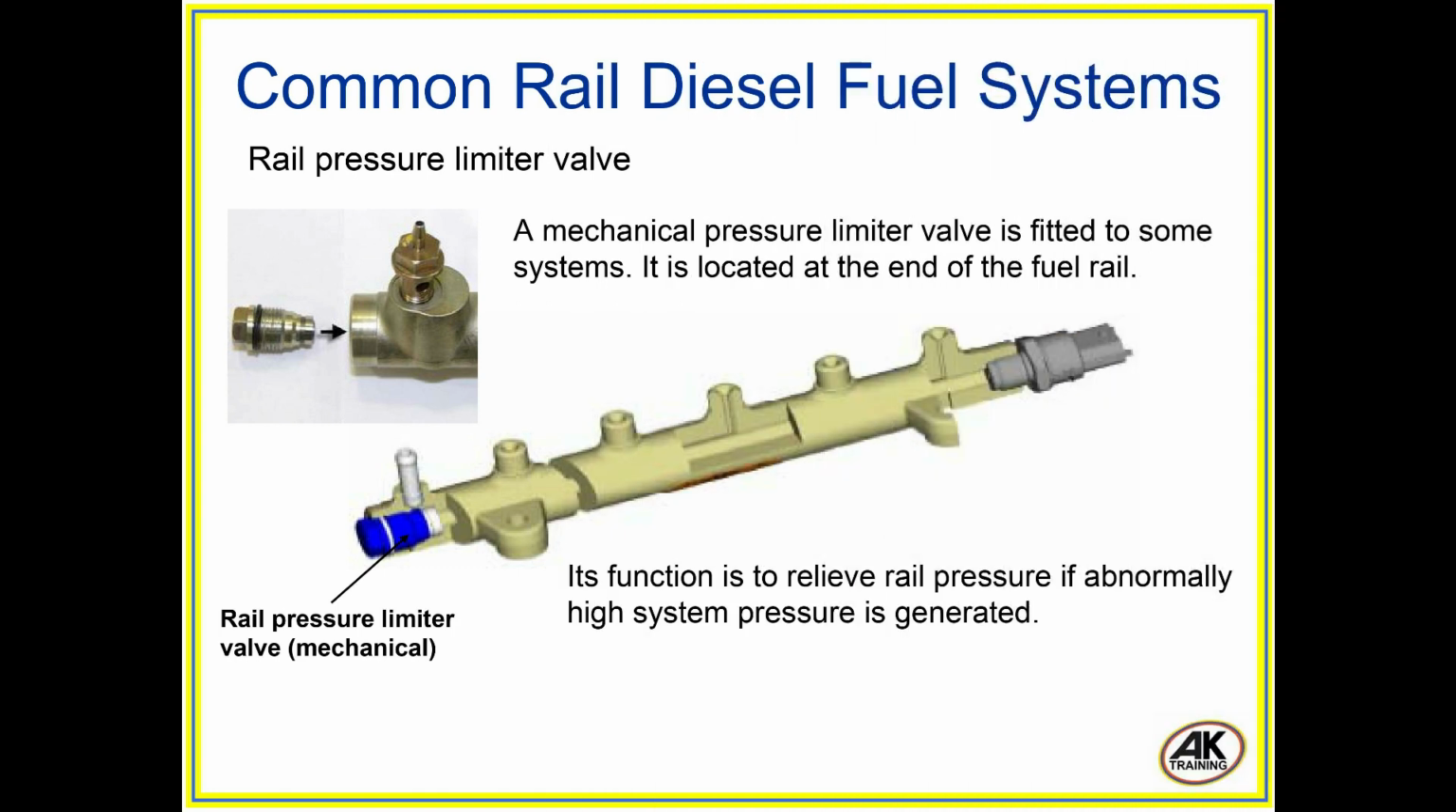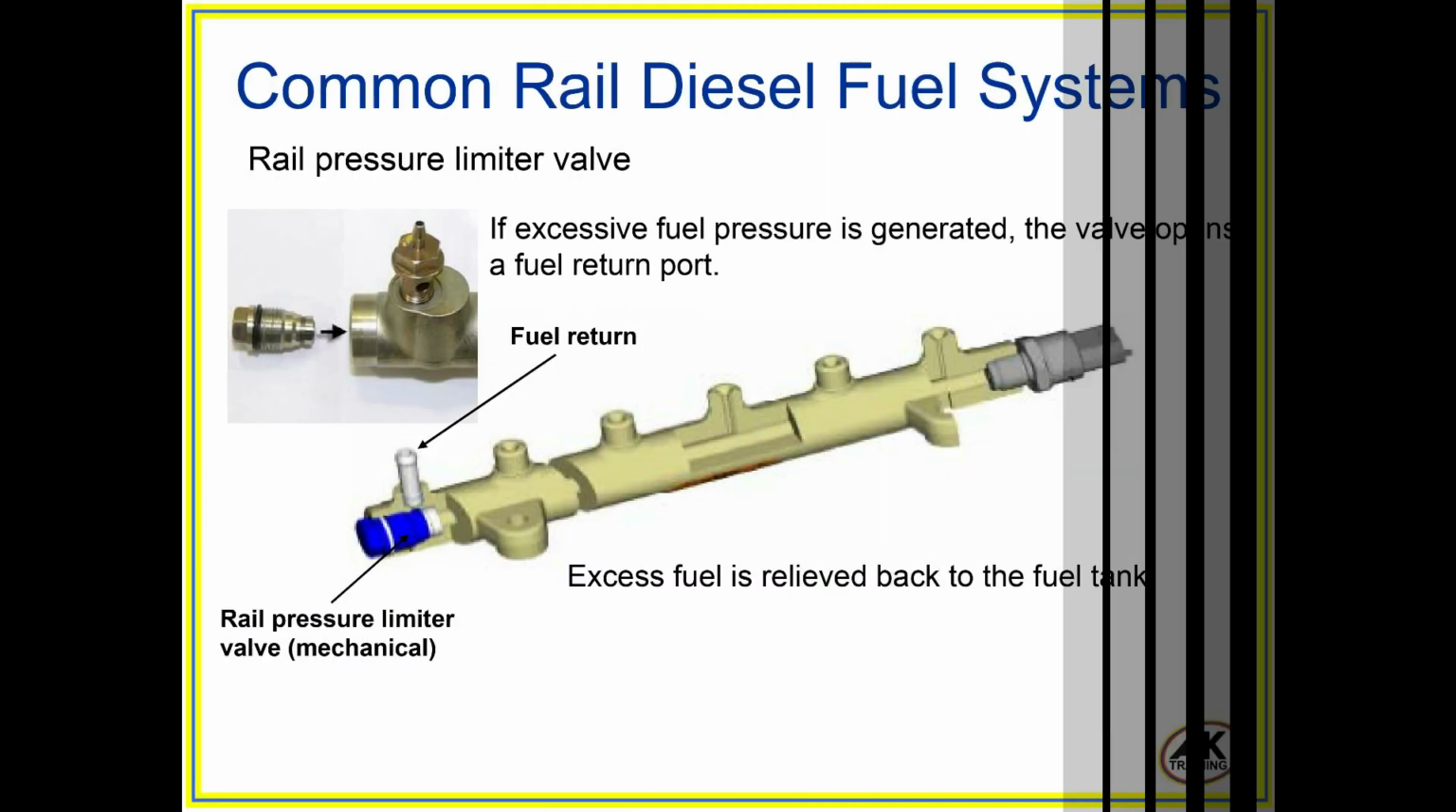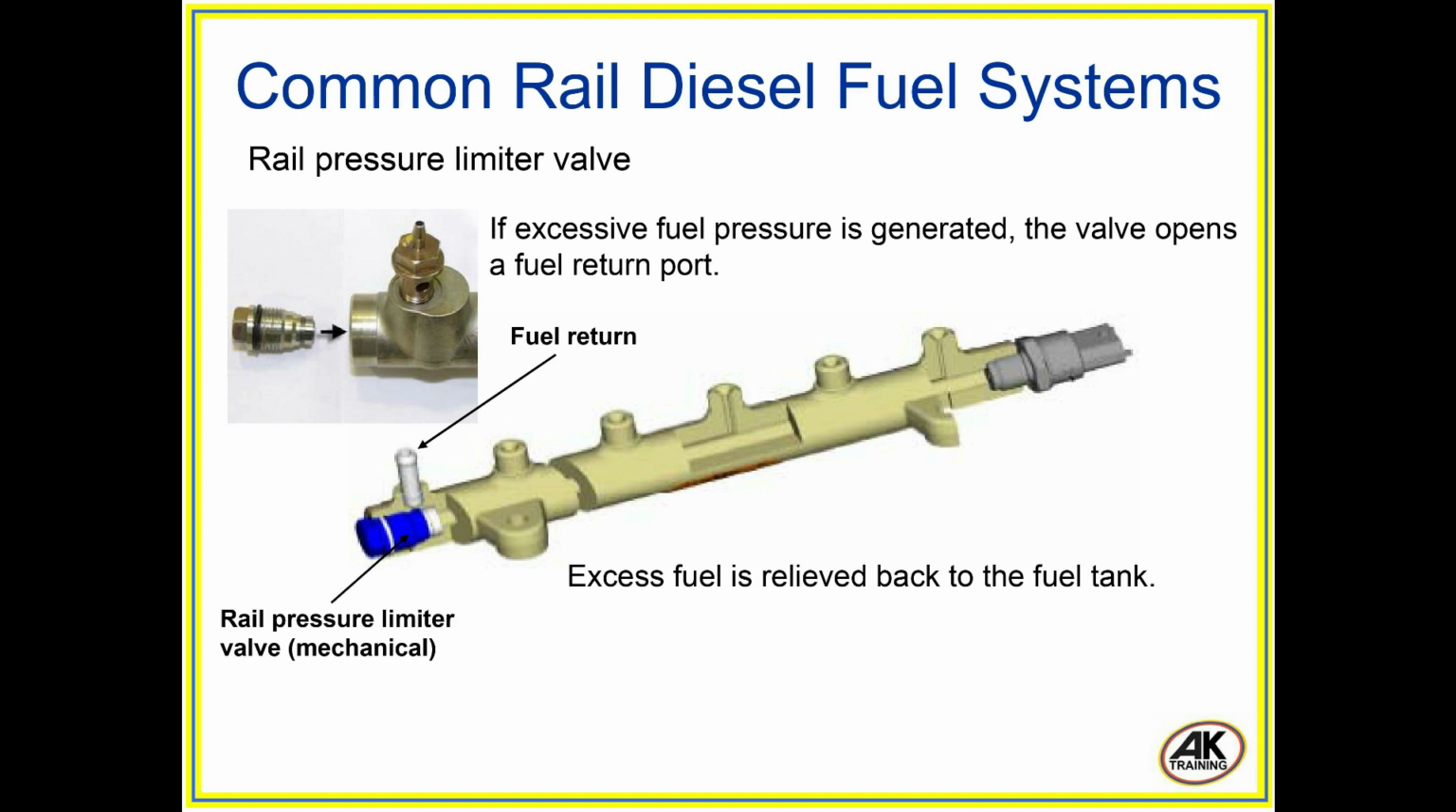Rail pressure limiter valve. A mechanical pressure limiter valve is fitted to some systems. It is located at the end of the fuel rail. Its function is to relieve rail pressure if abnormally high system pressure is generated. If excessive fuel pressure is generated, the valve opens a fuel return port. Excess fuel is relieved back to the fuel tank.